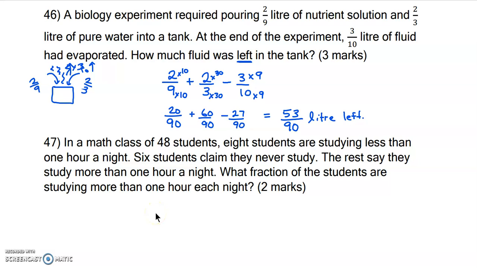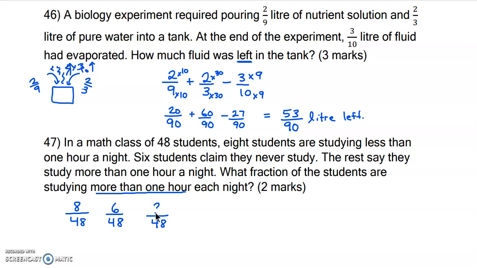For number 47, we have 48 students in the class, and 8 of them are studying less than 1 hour a night. 6 of them claim they never study, and the rest say that they study more than 1 hour. So what fraction of the students are studying more than 1 hour?